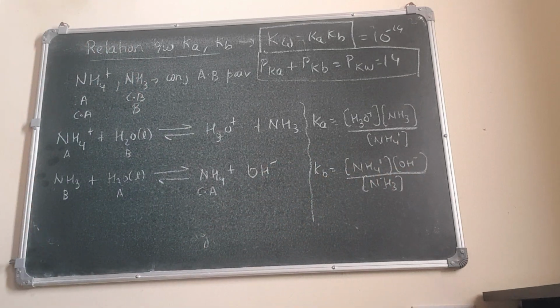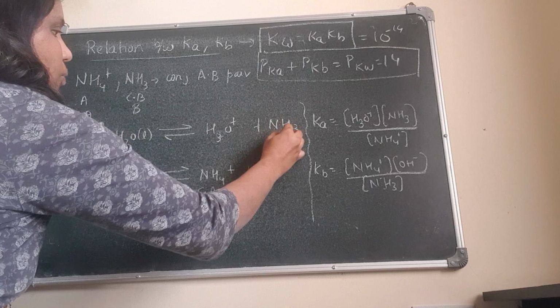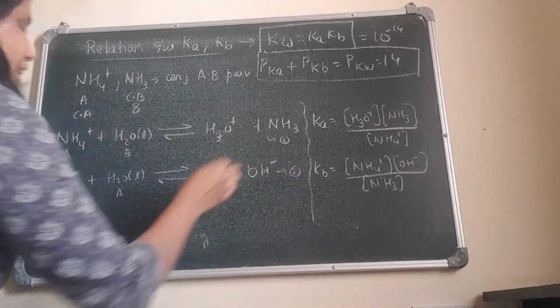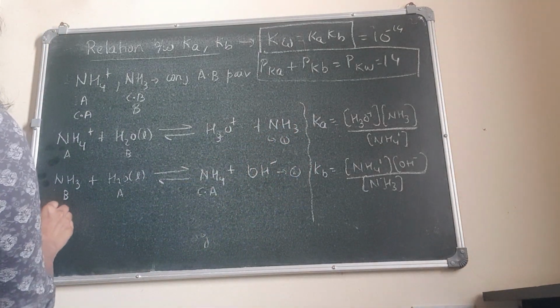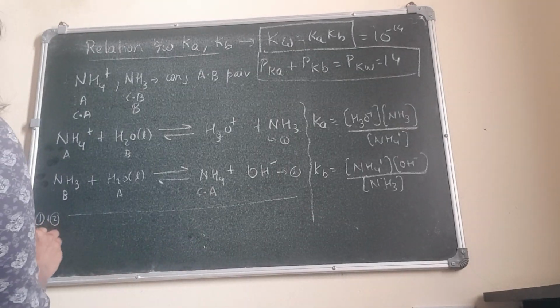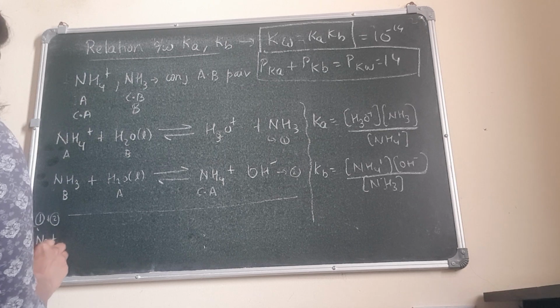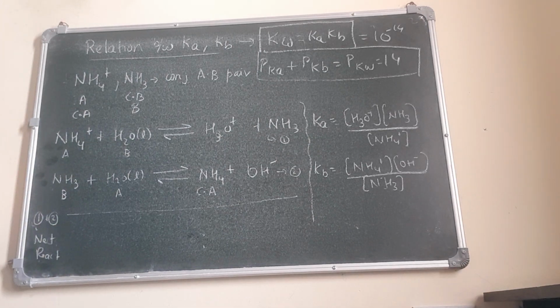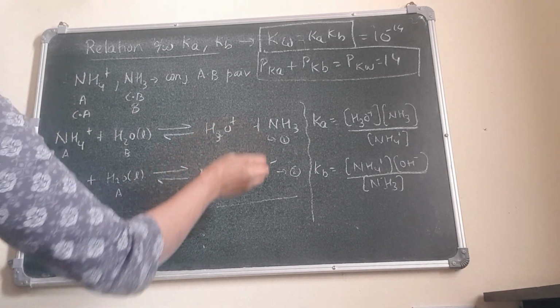Alright, now let us say this is my equation 1 and equation 2. In case I add 1 and 2, what happens? Let us see. I get something called a net reaction. If I add the two reactions, the resultant is my net reaction. Let us see what is happening. Look at that.